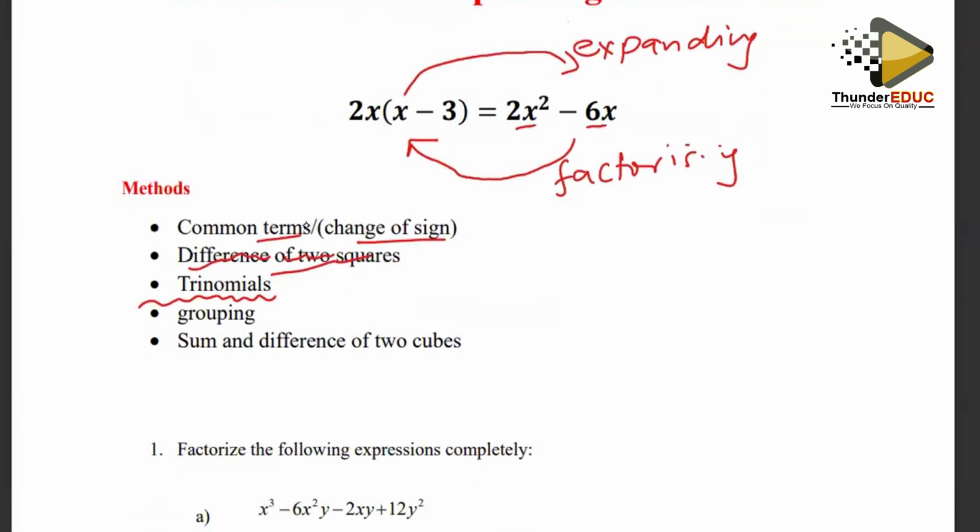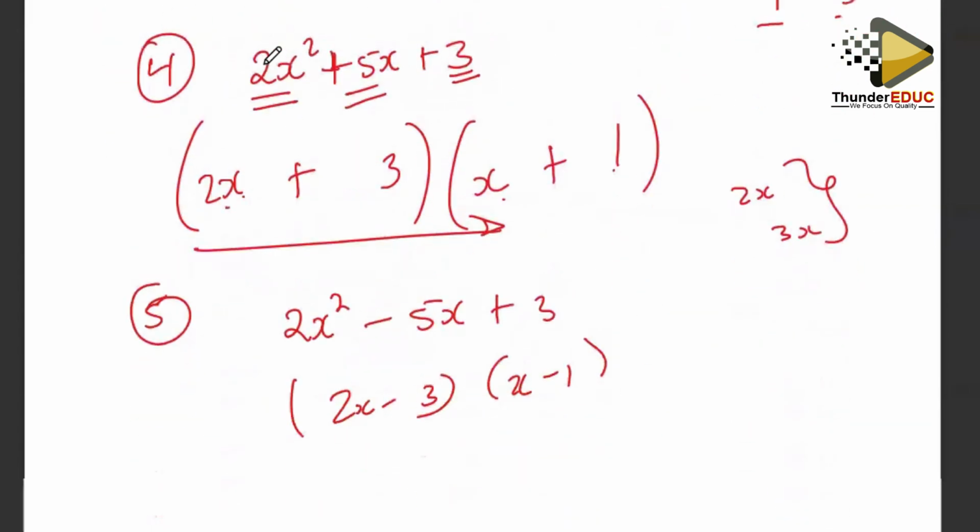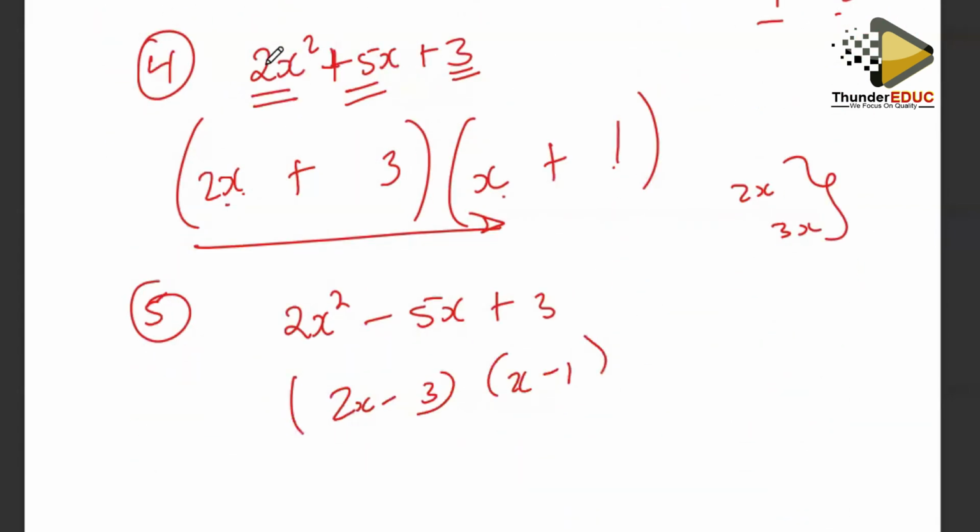Then we have the grouping. Grouping works when you have more than 3 terms, okay? If you have more than 3 terms, then you'll have your grouping done. We shall look at some examples of, let's say, we have 2x squared plus 5x plus 3. Let me use that. 2x squared plus 5x plus 3.